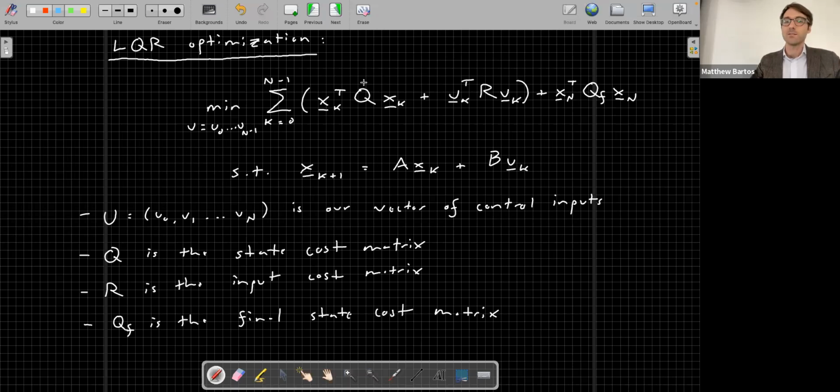So let's think about what each of these terms means. What is this term doing here in our optimization problem? We're trying to minimize this expression here. What is this term penalizing? Right, so this tries to keep x as close as possible to 0. It'll penalize large values of x. So this is the state cost. It penalizes deviations from 0.